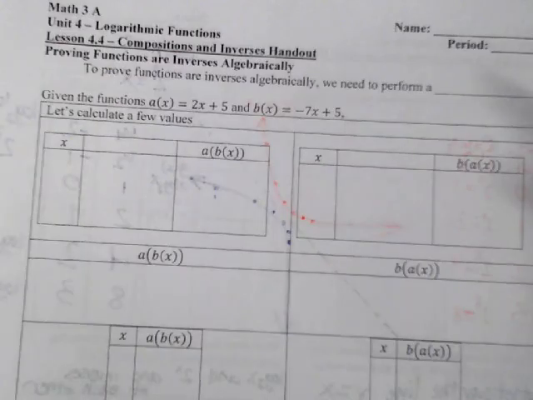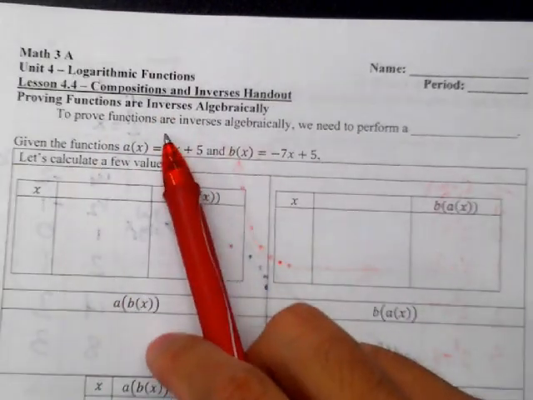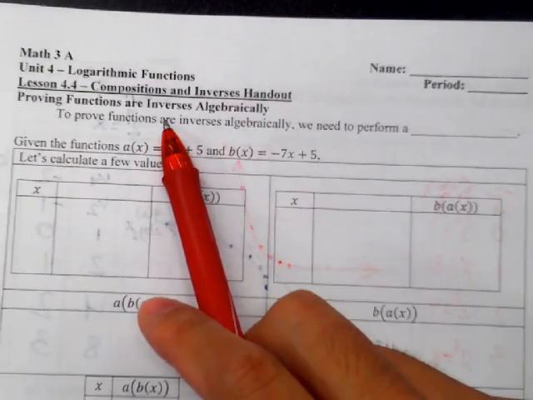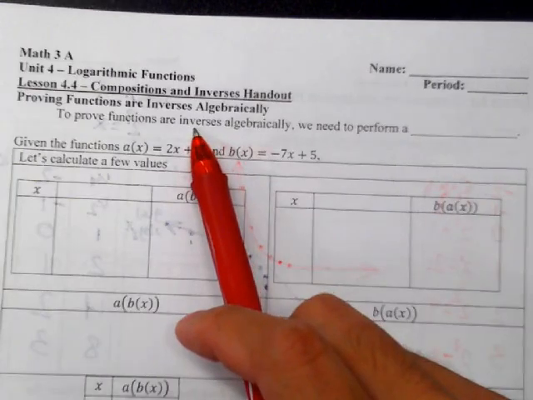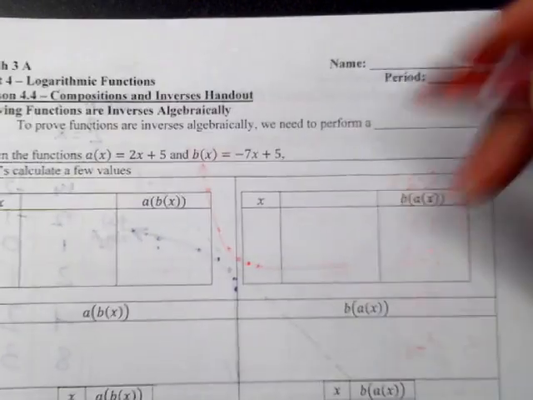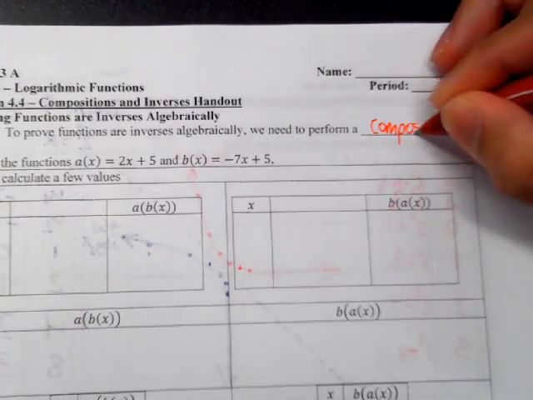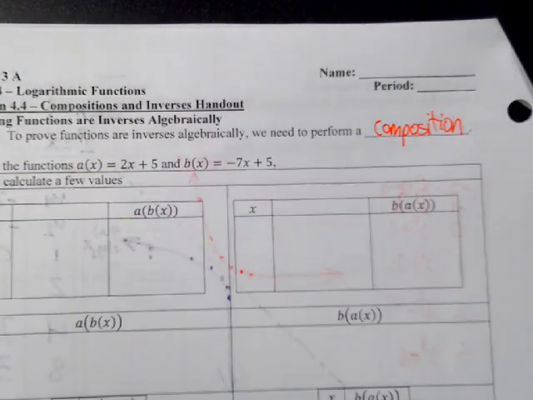Okay. So on the second page, we can now tie together the two concepts from the front page. We can prove that two functions are inverses by performing a composition. This is a separate skill, a separate learning target from the Unit 3 inverses. So please be aware you do need to show your work this new way that we're going to go over together right now.